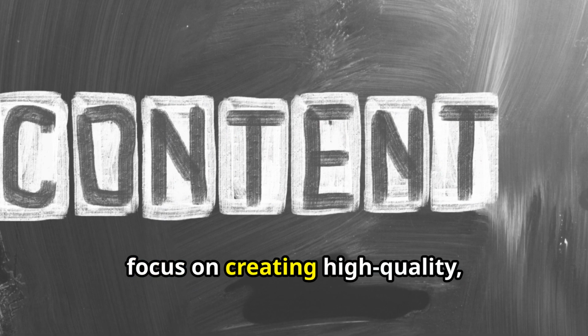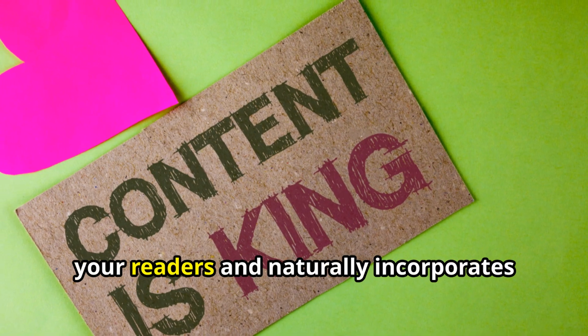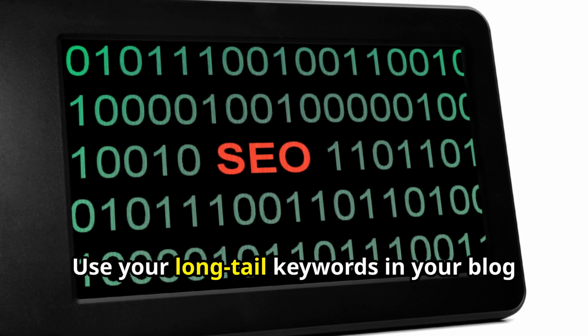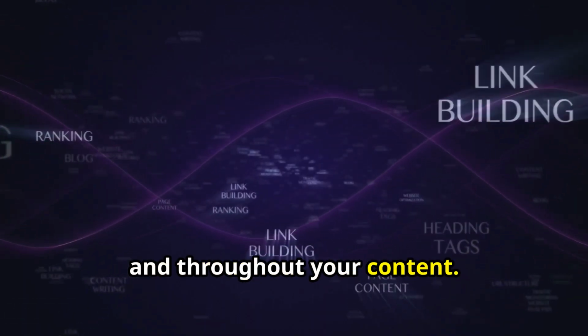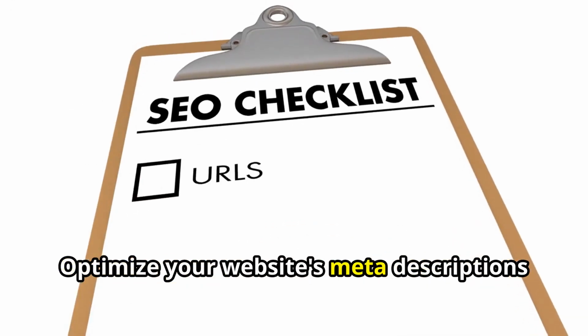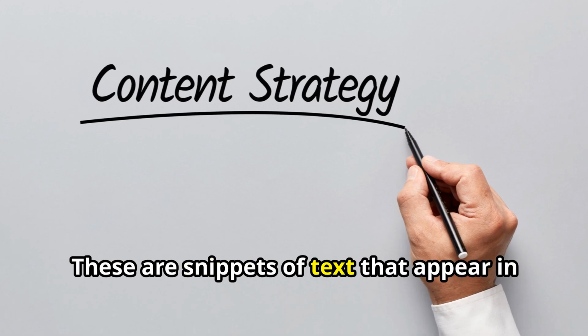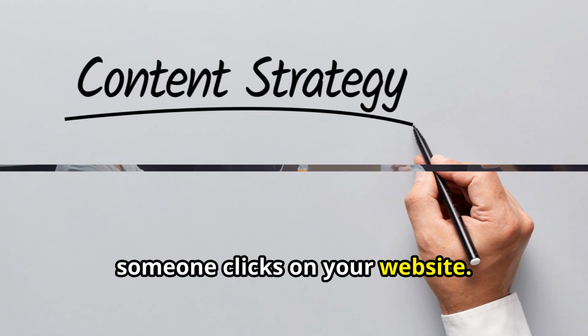Instead, focus on creating high-quality, engaging content that provides value to your readers and naturally incorporates your keywords. Use your long-tail keywords in your blog post titles, subheadings, and throughout your content. Optimize your website's meta descriptions and title tags with relevant keywords. These are snippets of text that appear in search results and can influence whether someone clicks on your website.